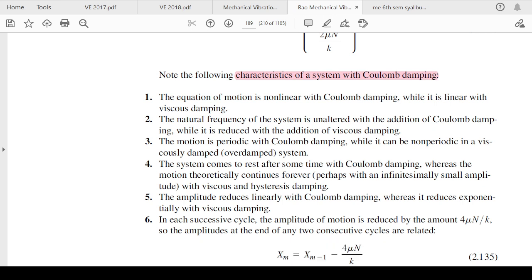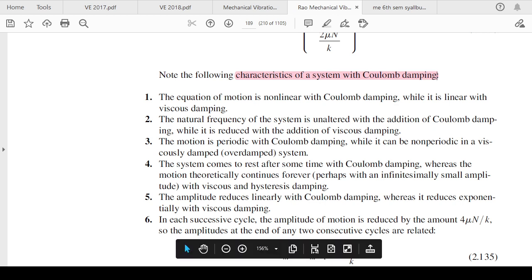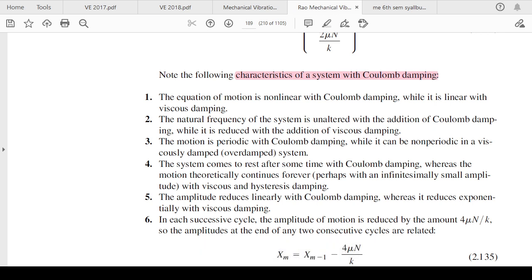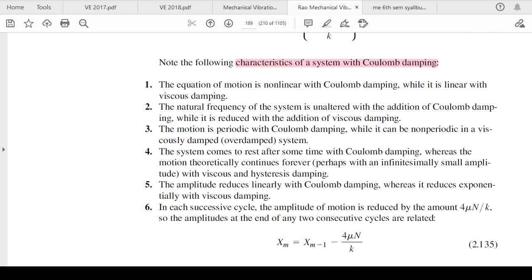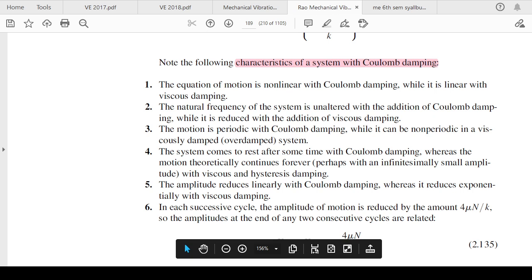Motion is periodic with Coulomb damping, while it is non-periodic when viscously damped. The system comes to rest after some time with Coulomb damping, whereas the motion theoretically continues forever in viscous and hysteresis damping. We will see the characteristics of hysteresis damping in upcoming sessions. The amplitude reduces linearly with Coulomb damping, whereas it reduces exponentially with viscous damping.